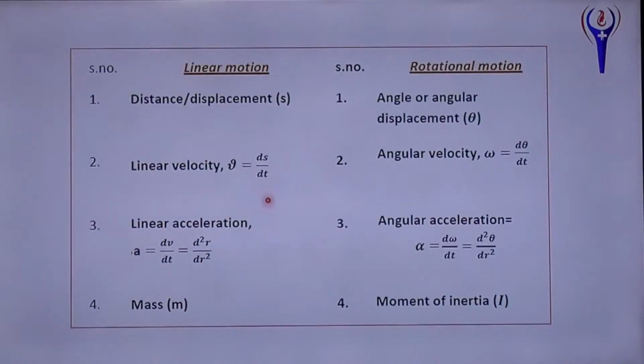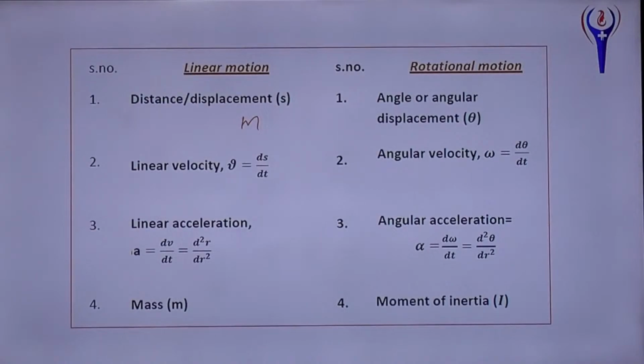And this is a table between linear motion and rotational motion. In linear motion, distance or displacement. In rotational motion, angle or angular displacement. This is the distance or displacement S, angular displacement theta. What is the unit of distance? Meter. What is the unit of angular displacement? Angle. What is the unit of angle?